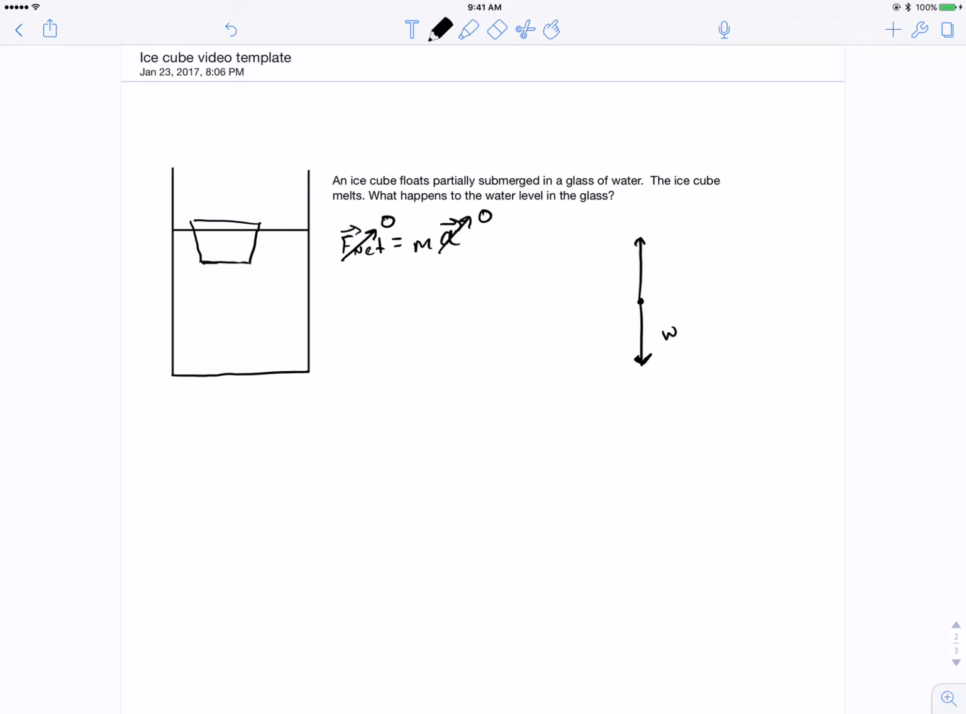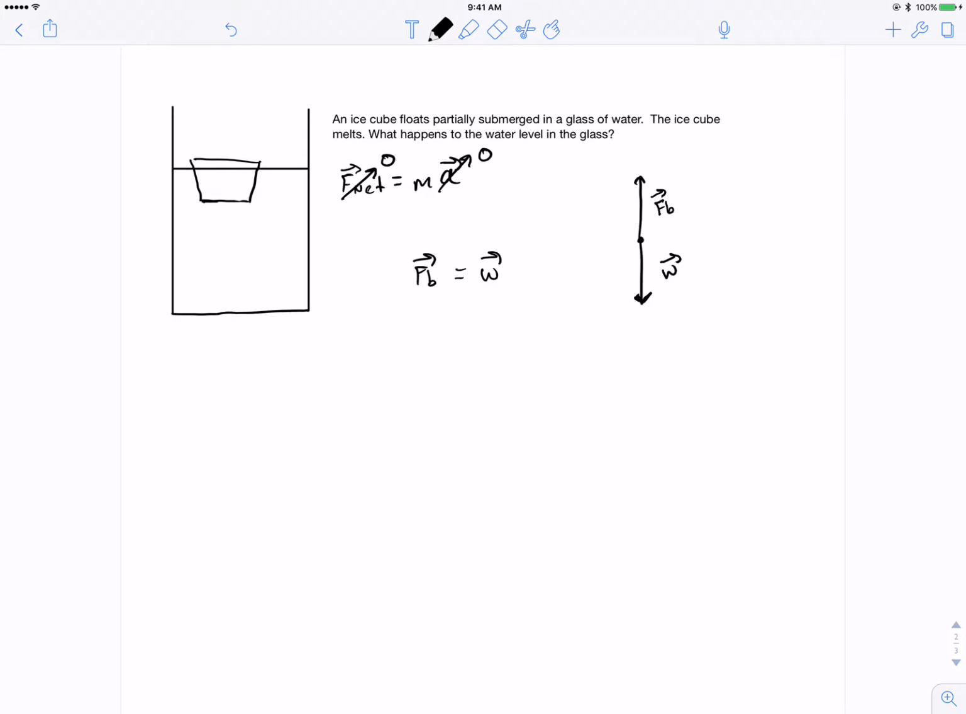We're going to have a weight force pointing down and a buoyant force going up, and they're going to be equal in magnitude. So FB is going to equal W. And we want to ask ourselves, well, how can we figure out the volume of water displaced by this ice cube? And how can we figure out the volume of water added when the ice cube melts?